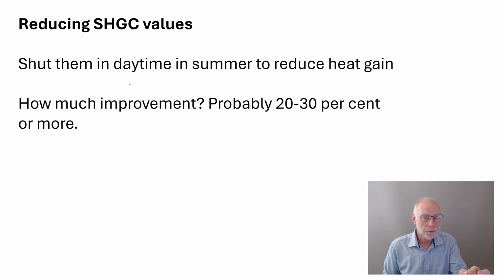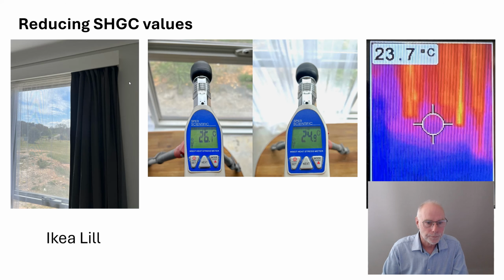And what you can do with a curtain to reduce the SHGC value is you can shut it in daytime. Now, you don't want a block-out curtain because you don't want to block out all your view and your light. You want a sheer net curtain. So you shut them in daytime to reduce heat gain. How much improvement, how much reduction in heat gain? Again, I would estimate 20 to 30%, depending on how densely you arrange those curtains. So let's look at that in more detail.